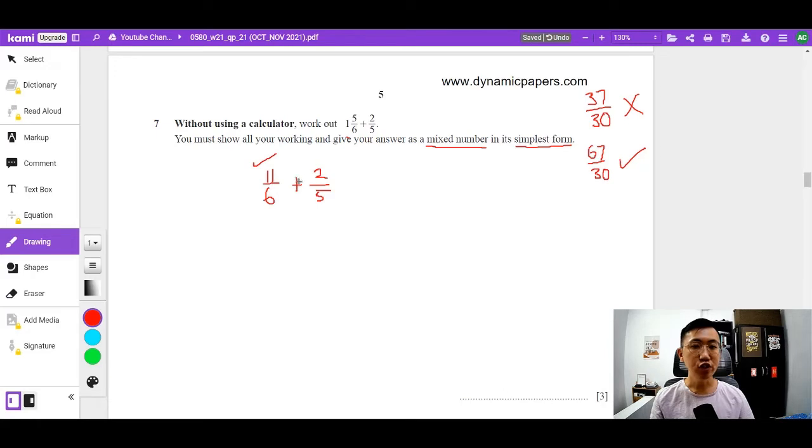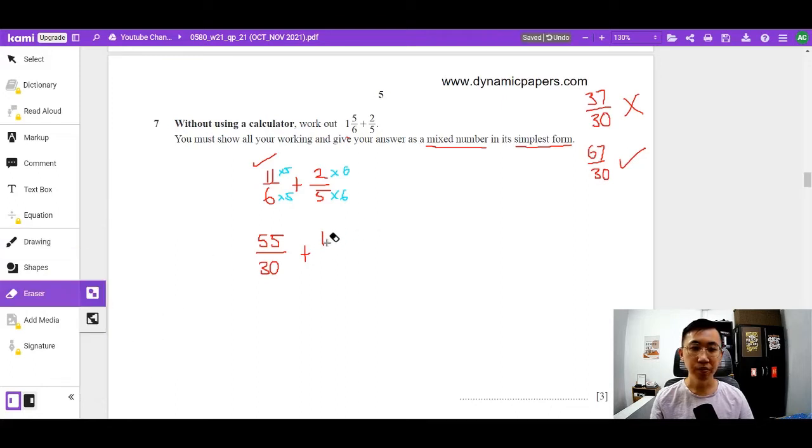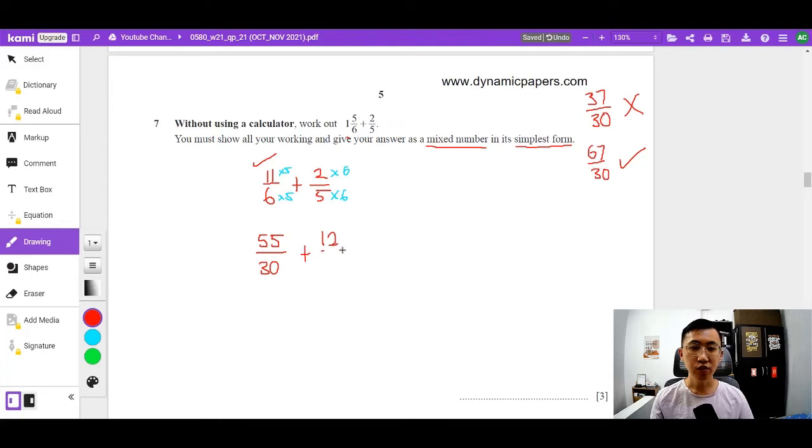when we want to do fraction plus fraction, the denominator will have to be the same. So the next step is to change it into the same denominator. The first fraction times 5 over 5. The second fraction times 6 over 6. So let me do that. Here you will get 55 over 30 plus the second fraction will be, oh no, 12 over 30. So now go ahead and add these two together. You should get 67 over 30.